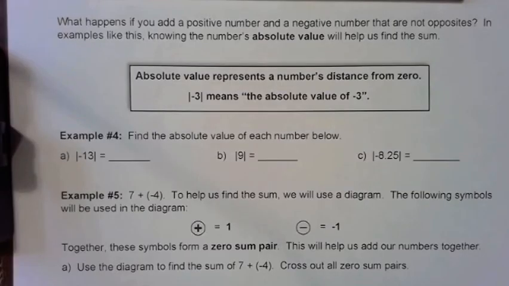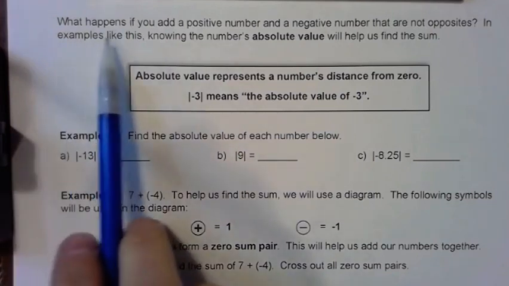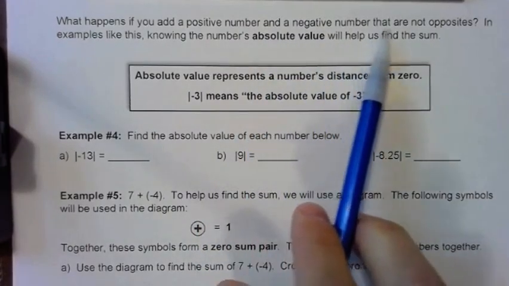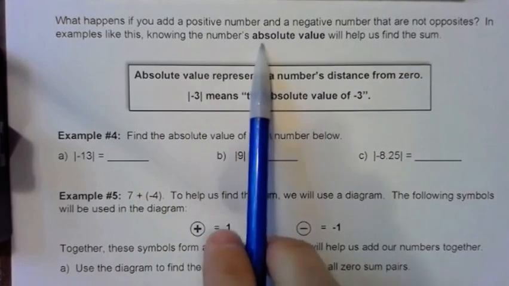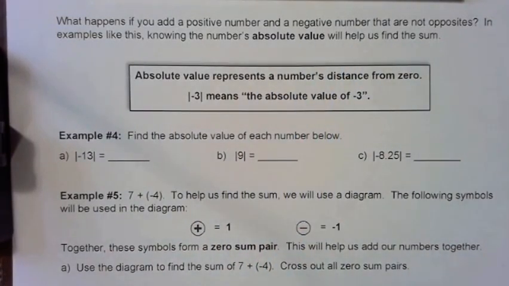Now that we're comfortable adding two positive numbers together and two negative numbers together, we need to start to think about, well, what happens if I have a positive number and a negative number and I'm going to add them together? All right, well, if they're opposites, we know that the sum is going to be equal to 0. But what happens if you add a positive number and a negative number that are not opposites? All right, in examples like this, knowing the number's absolute value will help us find the sum.